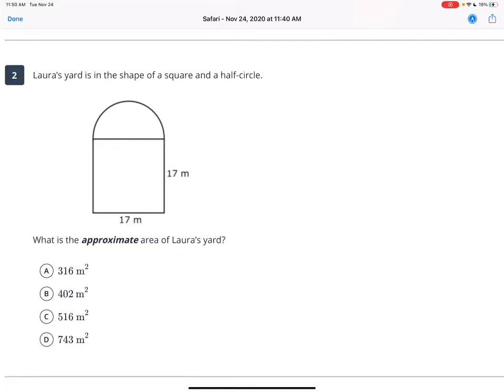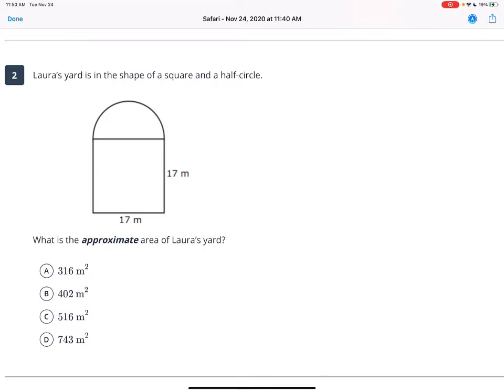All right, guys, let's look at the first question of this review. It says Laura's yard is in the shape of a square and a half circle. What is the approximate area of Laura's yard? Now, if I were you guys, I would really pay attention to this question. You may see it again. Wink, wink.